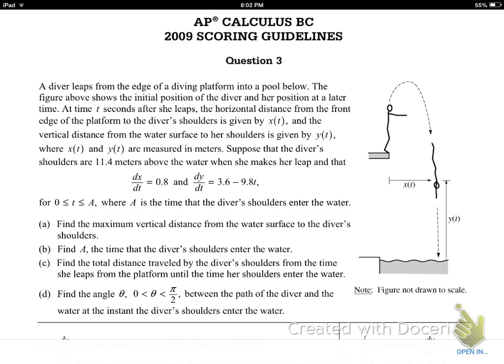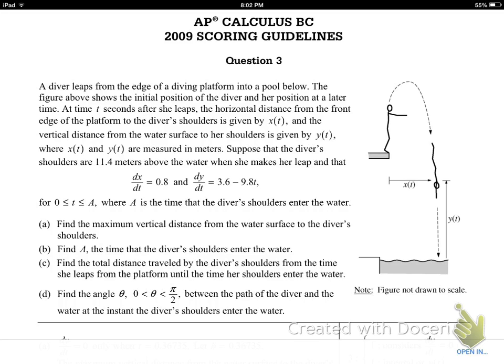So we have this diver leaping from the edge of a diving board into a pool below. The figure above shows the initial position of the diver and her position at a later time. At time t seconds after she leaps, the horizontal distance from the edge of the platform to the diver's shoulders is given by x of t, and the vertical distance from the water surface to her shoulders is given by y of t, where x of t and y of t are measured in meters.